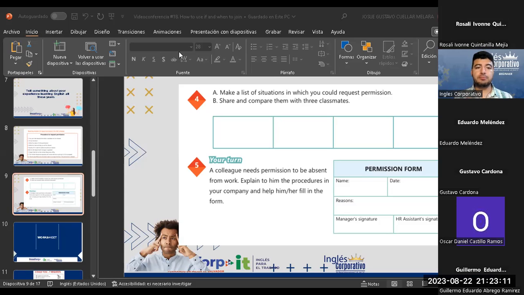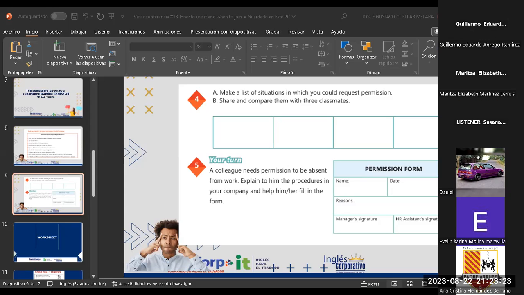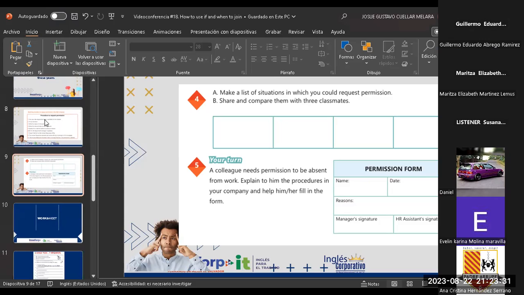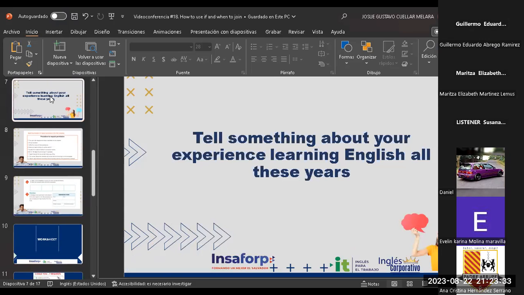Name, Maritza Elizabeth Martinez. Date, August 24th. Reason, personal reason. Okay, personal reasons. Thank you. Thank you, my friends. Let's move to the speaking activity we were talking about. You were saying very important and valid points about this. So the last person was Maritza that he told us.